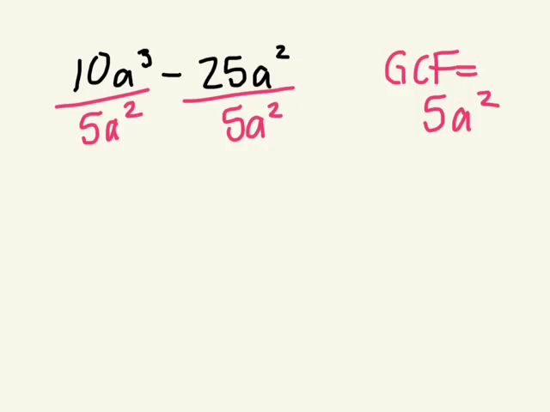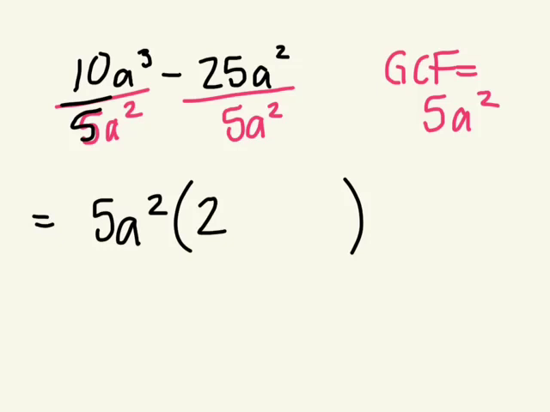So how would I write this in factored form? 5a squared is my greatest common factor. What's 10 divided by 5? What's a to the power of 3 divided by a to the power of 2? So it can be a to the power of 1 or just a.